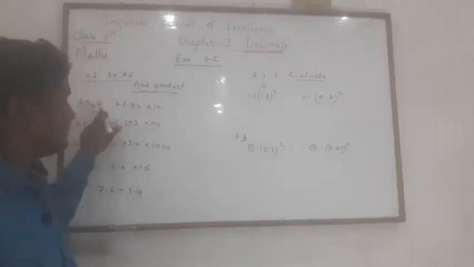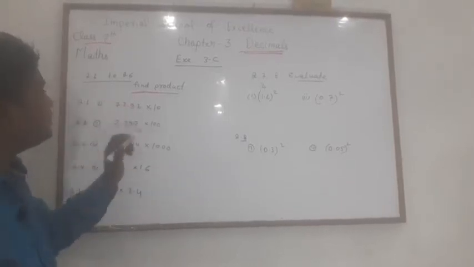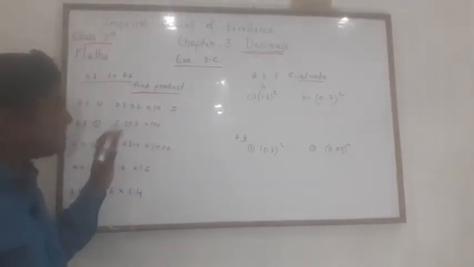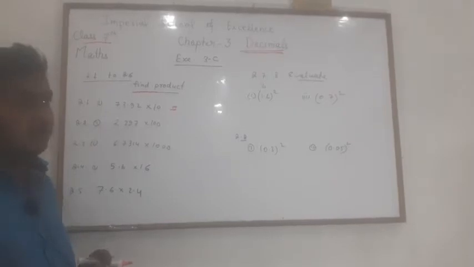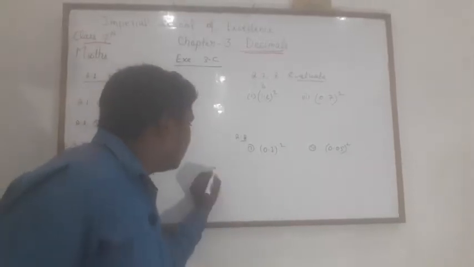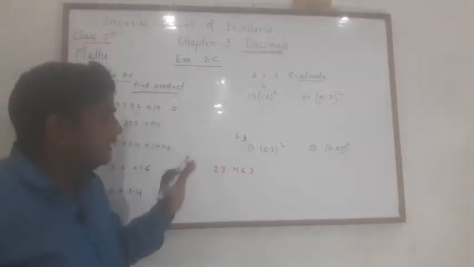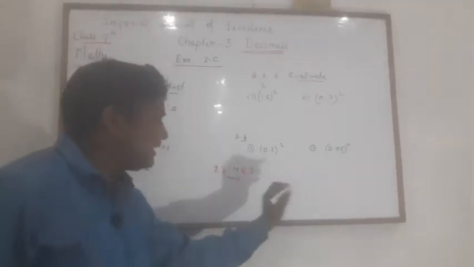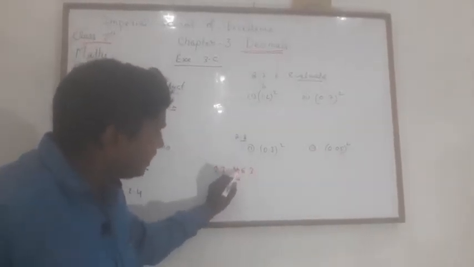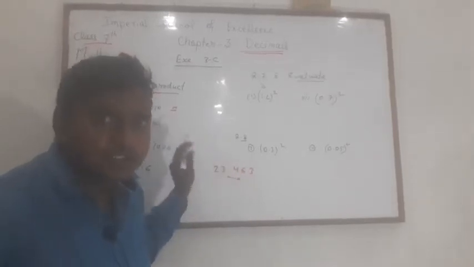Question number first, the first sub question. This is 73.92 into 10. See dear students, when we multiply by 10, the decimal will shift toward the right. Suppose you have a number 23.463, and if you multiply this number by 10, then this decimal will shift in the right direction. It means if you multiply by 10, the decimal will come to here, and if you multiply by 100, the decimal will move 2 digits to the right.